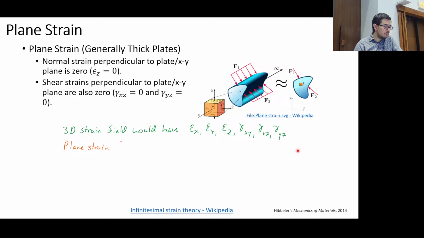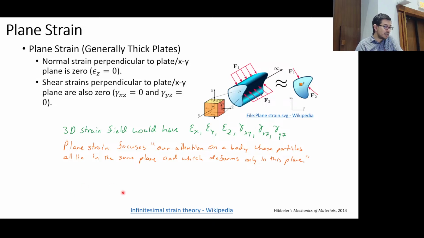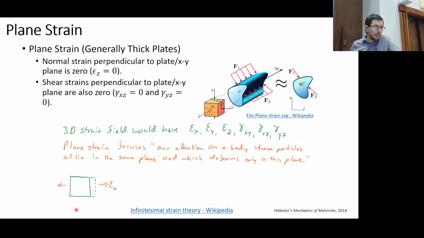And the plane strain is going to be thinking about what's happening in the plane, all right? And if you recall, we have a pretty good idea of what epsilon x looks like, all right? So we have some displacement divided by the original length. Epsilon y would be orthogonal to it, where we have some displacement divided by the original length.